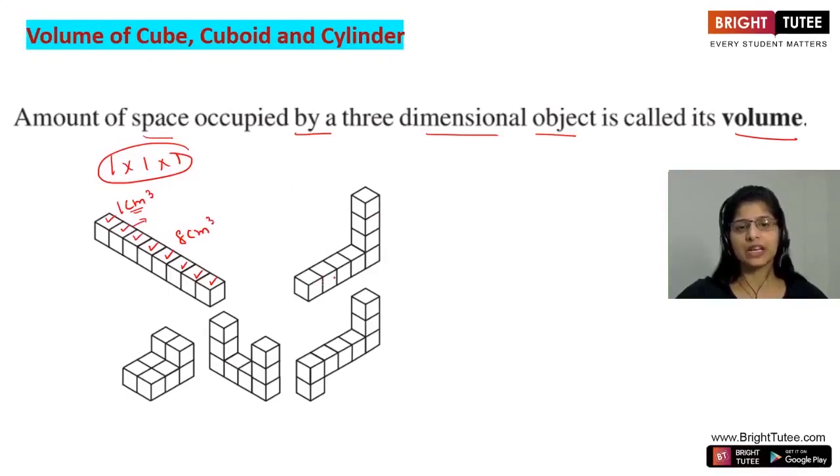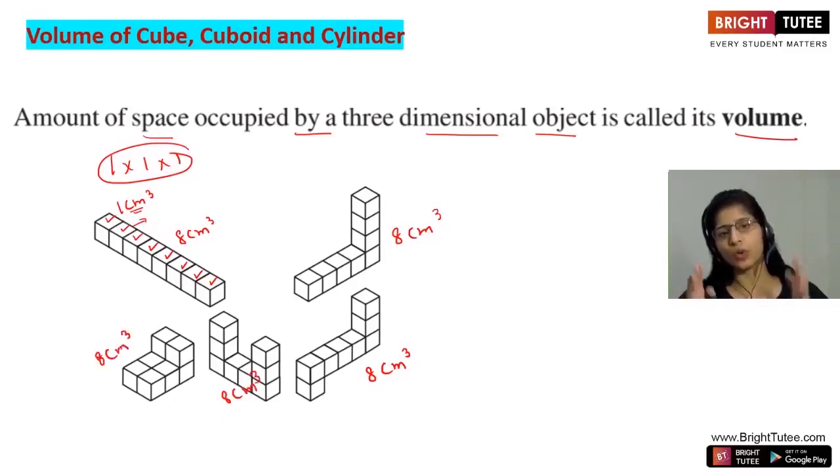Here also we see there are 4 plus 4, 8. So 8 cubic centimeter. Here also 8 cubic centimeter. And here also 8 cubic centimeter. So as we see, in all these shapes there are actually 8 cubes and we have arranged them into different forms. So we are calculating the volume. The volume will remain the same whether we mold it in any way.